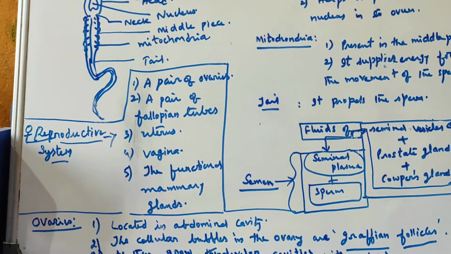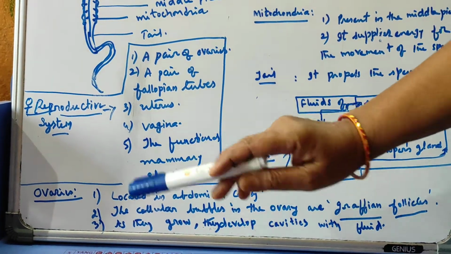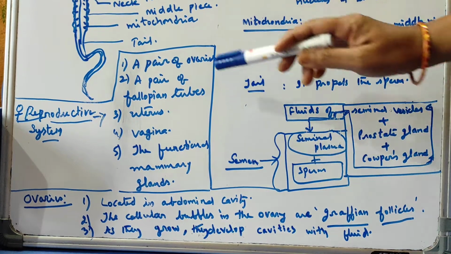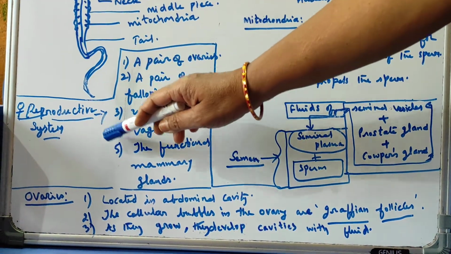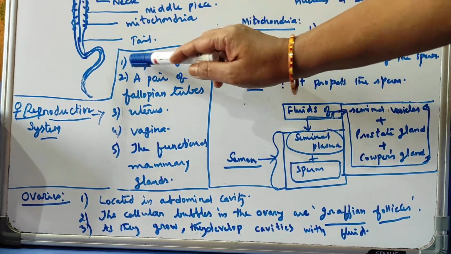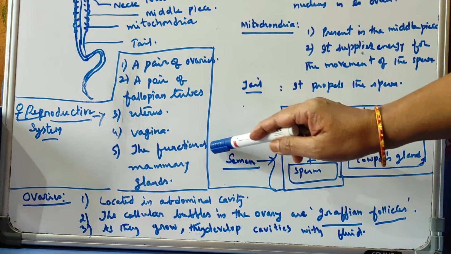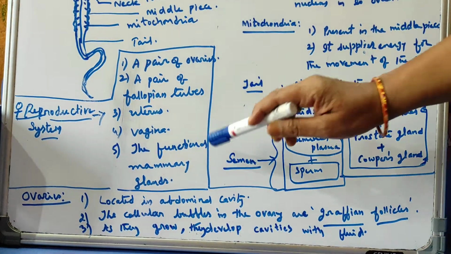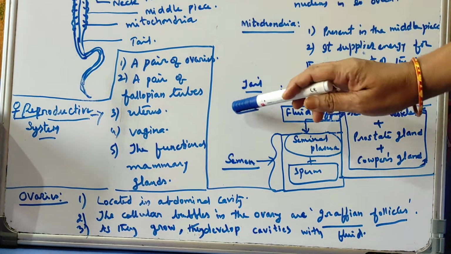The next one is ovaries, and this is the female reproductive system. So with this the male reproductive system is over. Then I will explain the female reproductive system of human beings. Now let us see the female reproductive system. First I will discuss the parts, then I will show you the diagram. First, a pair of ovaries, a pair of fallopian tubes, uterus, vagina, and the functional mammary glands. Functional mammary glands, not ordinary mammary glands, come under the reproductive system, and I will explain that now.